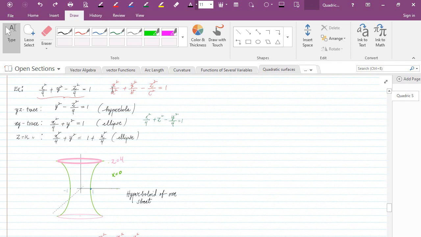Now, if let's say instead of putting a negative sign here, I put the negative sign in the middle here, well, then I'm going to get a hyperboloid of one sheet, but it's going to be extending along the y-axis. And then if I have the negative here and the other two are positive, then I get a hyperboloid of one sheet, and it's going to extend along the x-axis.